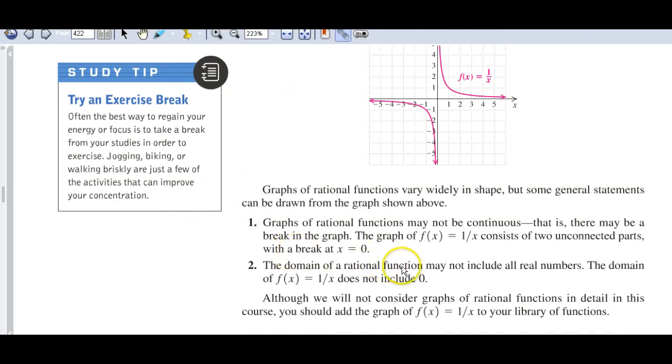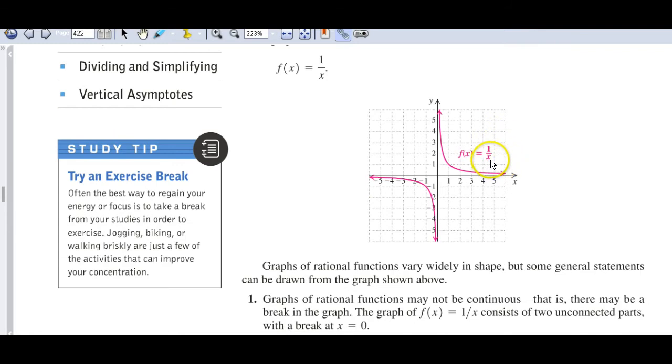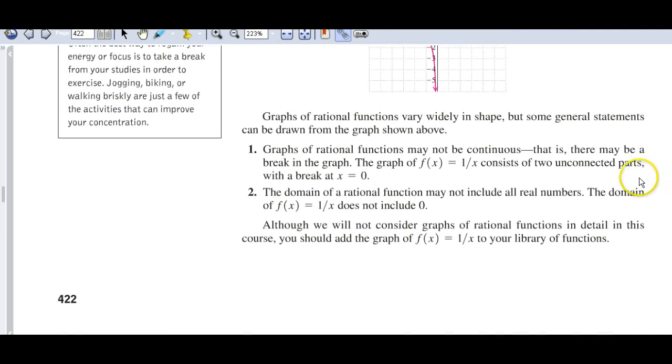Now, the domain of a rational function may not include all real numbers. For instance, in this domain, and again it's 1 over x, can this x ever be 0? No, because we say that is undefined. That's why the domain of this function would be all real numbers, but x cannot equal 0. We'll be treating that as well as we go on.